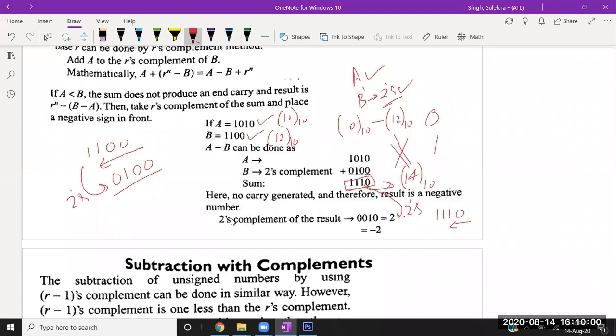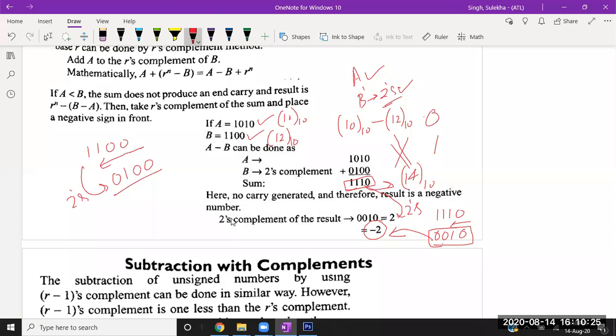So again, if I do the 2's complement, my answer will become this. So this is my answer. But in this case, whenever I am taking 2's complement again, it will become minus 2. So these things will get clear, why I'm taking 2's complement in the signed number system.